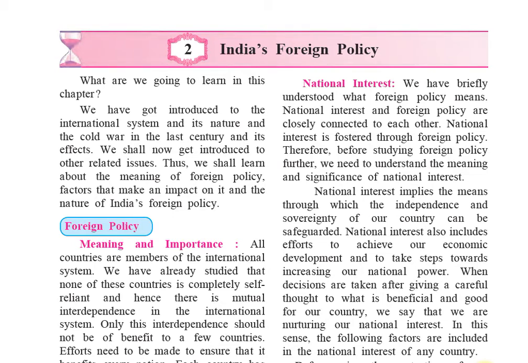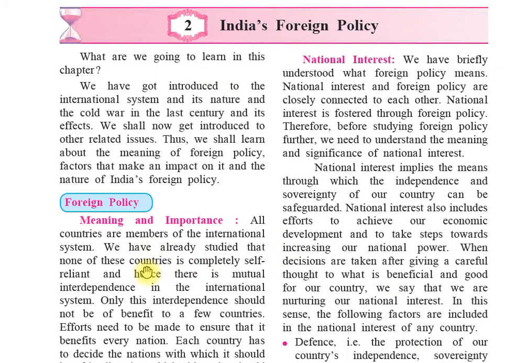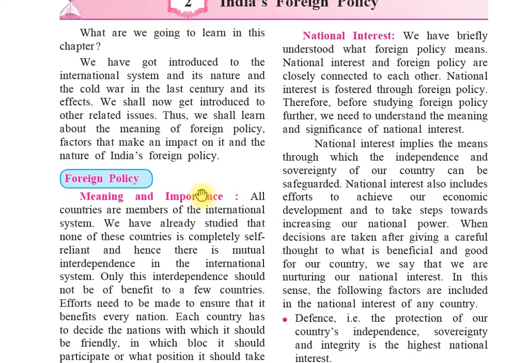Today we are having political science lecture. We are doing lesson number 2 and the name of the lesson is India's foreign policy. In last two lectures, we have seen the meaning and importance of India's foreign policy. So I will just revise what we have discussed in the last two lectures.